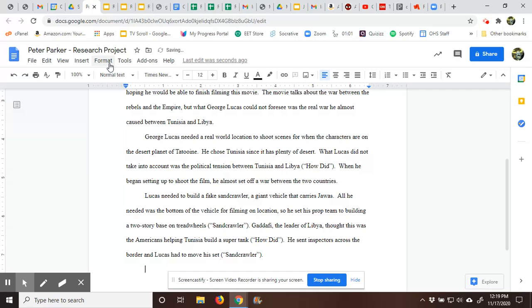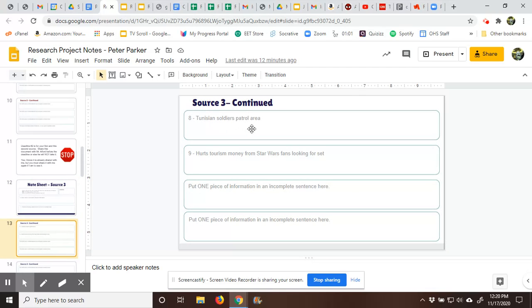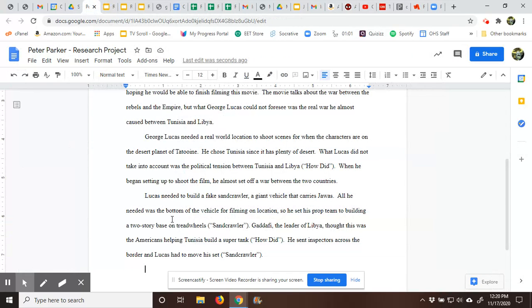All right, so every time I switch source inside this paragraph, I have to use a new in-text. Okay, so this is from Sandcrawler, this is from Howdid, this is from Sandcrawler. But let's say that my whole paragraph is from the same source. So source three, I had some information. The place where Lucas filmed Tatooine still stands. Terrorists crossing Libyan border, using set for overnight stays. Tunisian soldiers patrol area. Hurts tourism money from Star Wars fans looking for set. Okay, so I got my basic pieces of information here.